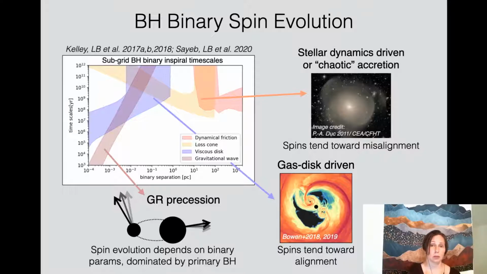So if the black holes are misaligned when they enter the gravitational wave dominated phase, then they will undergo gravitational or general relativistic precession in this gravitational wave phase. So the spin evolution in this phase depends on the binary parameters, but in general will be dominated by the primary black hole, the more massive black hole.